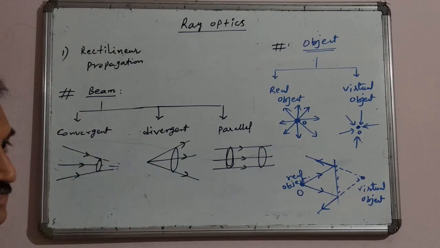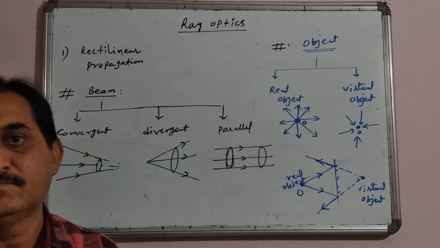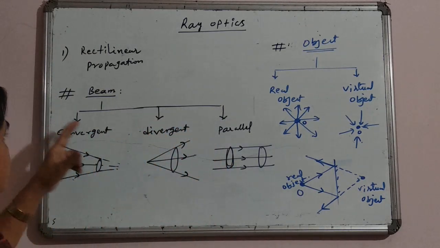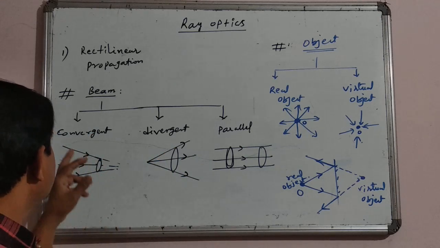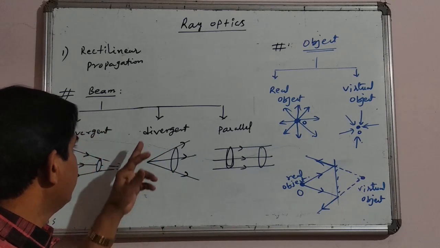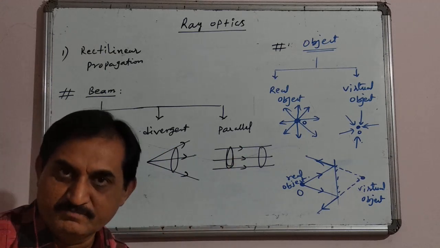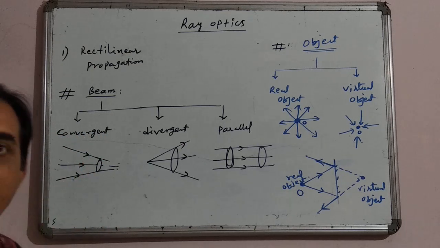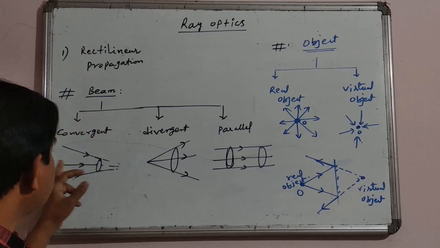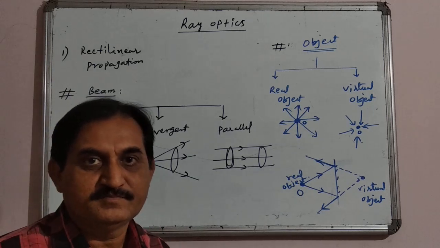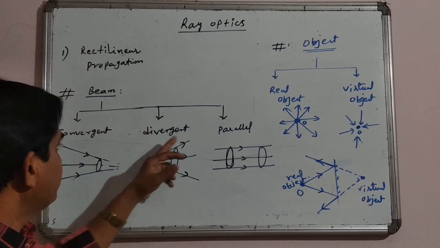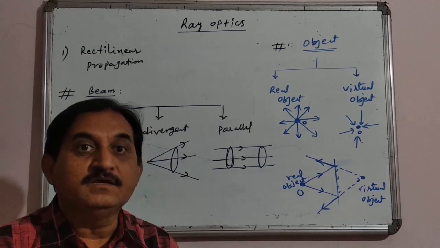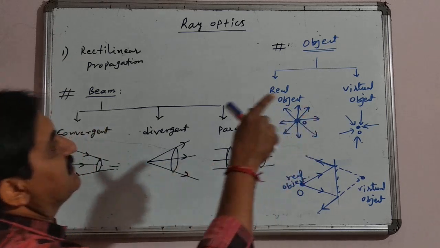A beam is a bunch of light rays, a bundle of light rays. That beam is of three types: one is convergent beam, second is divergent beam, and third is parallel beam. What is a convergent beam? In this case, the diameter of the beam decreases in the direction of incident light. Now, a divergent beam. In this case, the diameter of the beam increases in the direction of incident light.